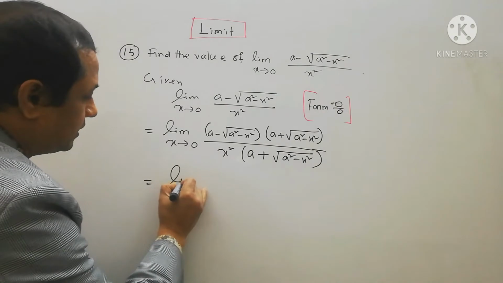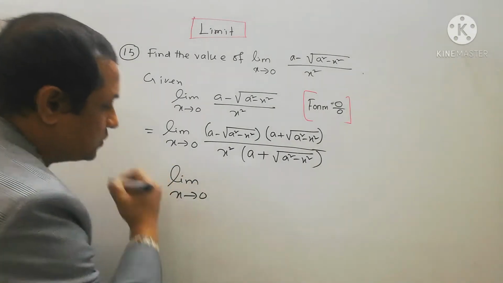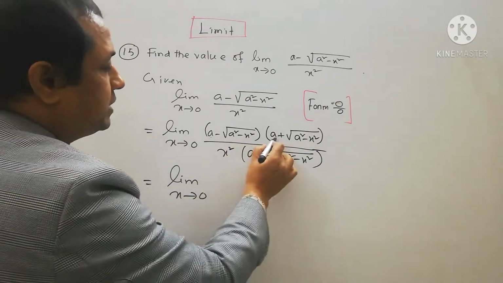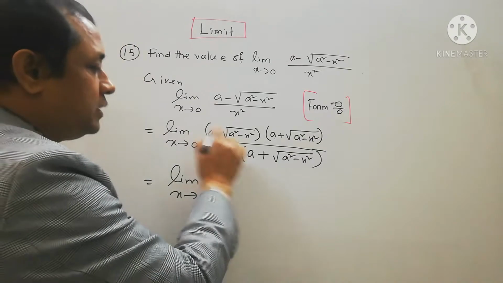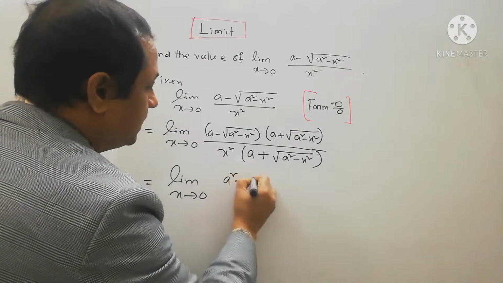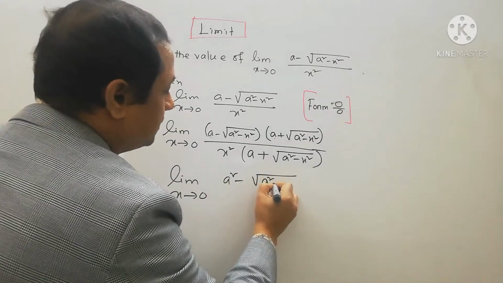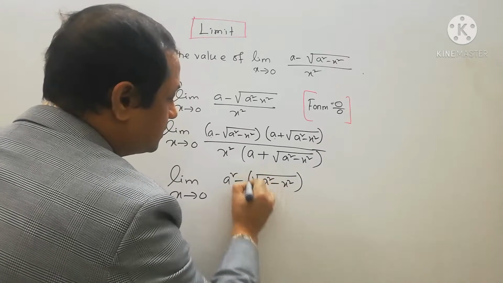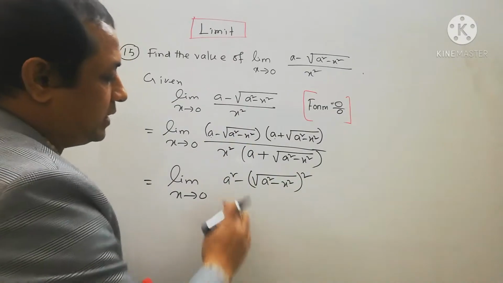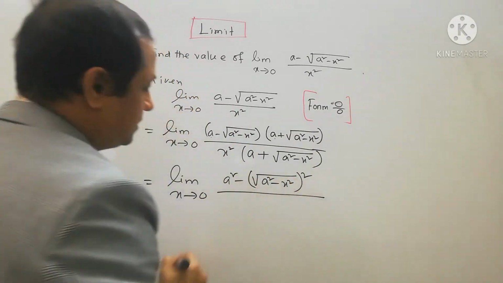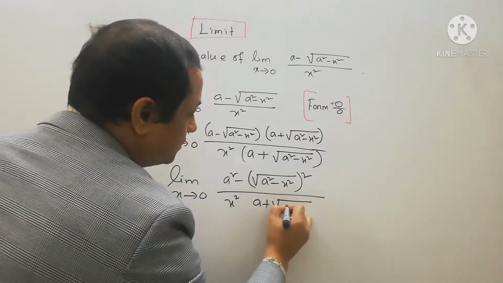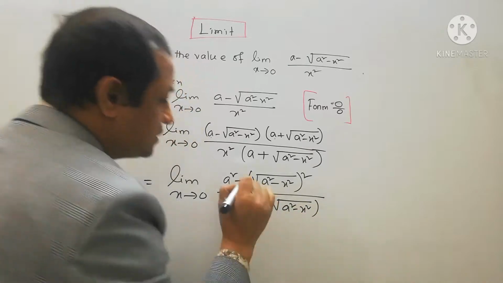So next line, limit x tends to 0. Here using the formula a minus b into a plus b, a square minus b square. Here b is root over a square minus x square, whole square. This is using the formula a plus b into a minus b equals a square minus b square, and the denominator should be the same, a plus root over a square minus x square.